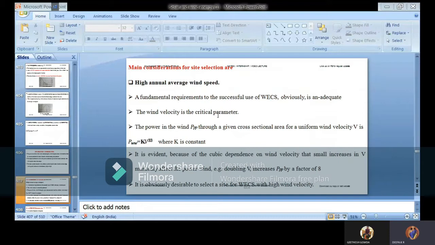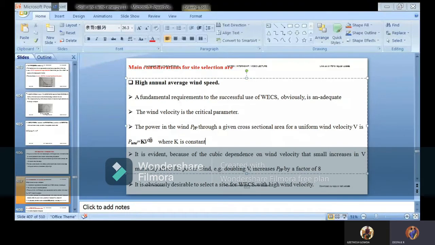Sometimes it is very harsh, sometimes it is very calm. But as we have calculated, your power should always be expected in terms of K into V to the power of 3. It is not 33, it is V to the power of 3. So always your power will be in terms of the cube of velocity. It is evident, because of the cubic dependency on the wind velocity, that a small increase in V will affect the wind power, because it is squared or cubed. It is directly proportional, not inversely.